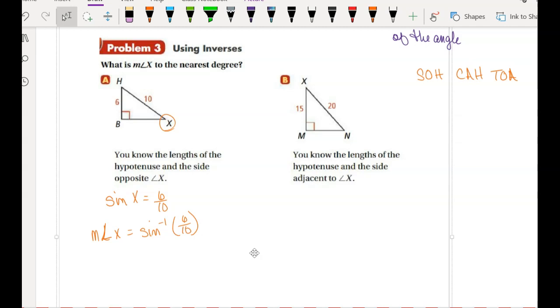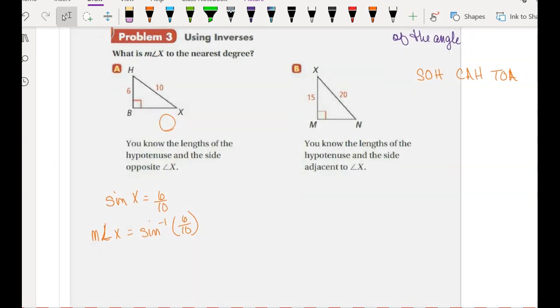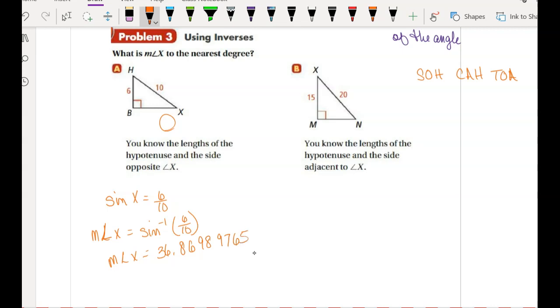And when I plug this in, I get, let's see, the measure of angle x is equal to 36.86989765. But it wants it to the nearest degree, so x is approximately equal to 37 degrees. So let's try it on problem B.